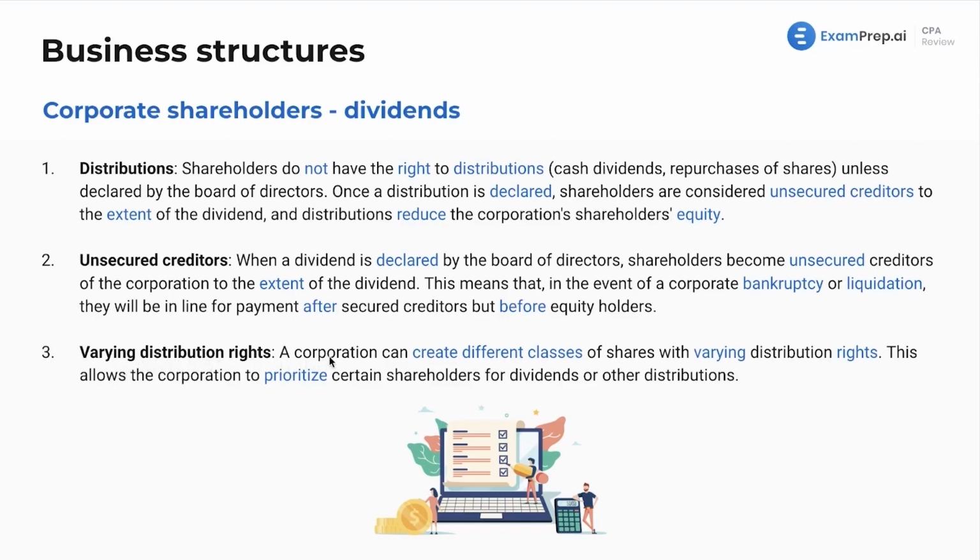Varying distribution rights. A corporation can create different classes of shares with varying distribution rights. This allows the corporation to prioritize certain shareholders for dividends or other distributions. Preferred stock is actually much more like debt than it is like equity. And if you've taken any of the other exams with us, I beat that to death in those ones as well. Preferred stock, you get a paid amount. So instead of the board of directors having to declare a dividend, with preferred stock you know what you're getting each year, kind of like interest, and you're paid out before the common stockholders. Now, generally, you don't get to vote with that preferred stock, but it's just another type of financing.